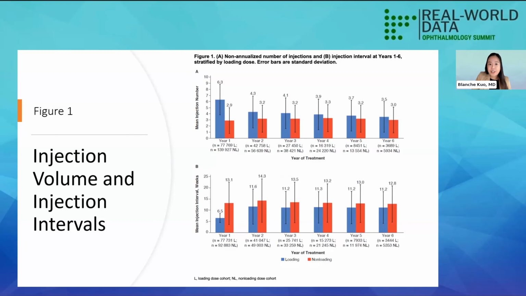We first looked at injection volumes and injection intervals. The blue bars here represent the loading dose cohort, and the red bars represent the non-loading dose cohort. When looking at the injection volumes, we saw that even after year 1, in each subsequent year, eyes receiving loading doses received more injections than the non-loading dose cohort. Similarly, in eyes that received loading doses, injections were obtained more frequently, with shorter injection intervals year over year.